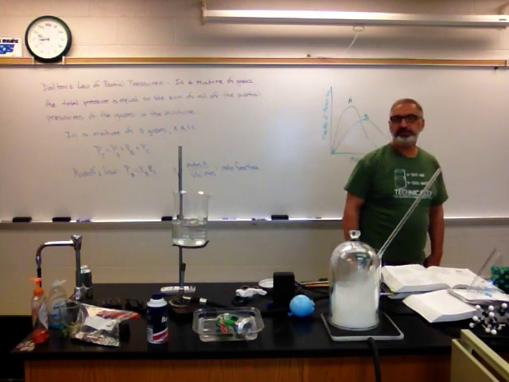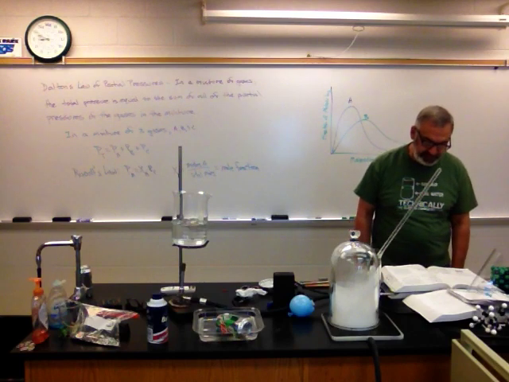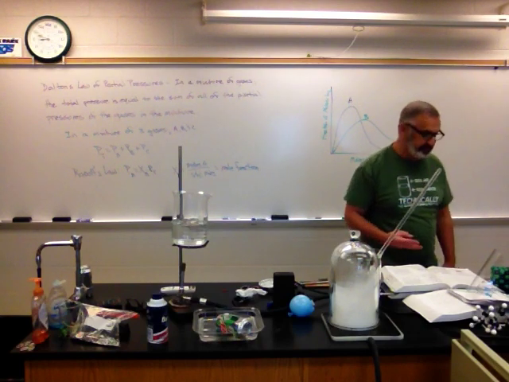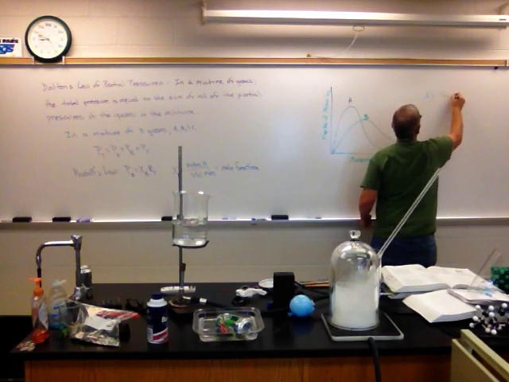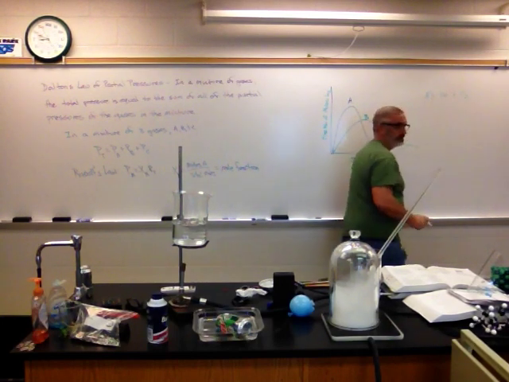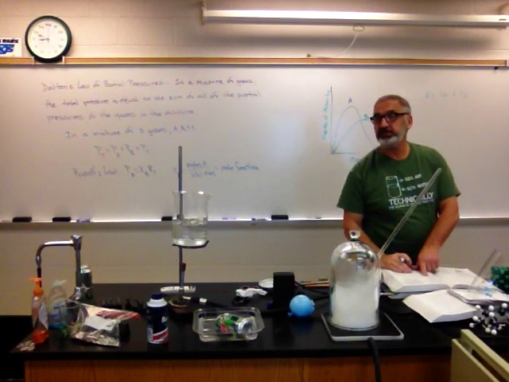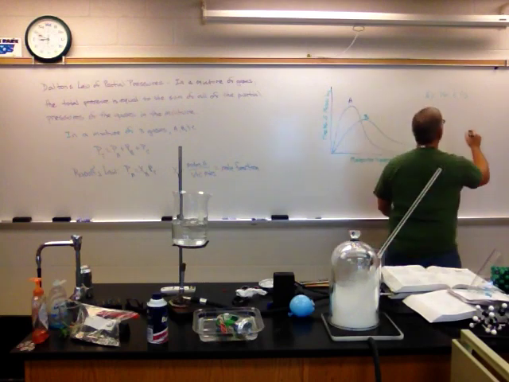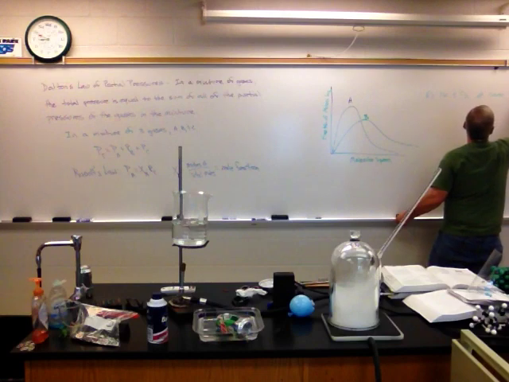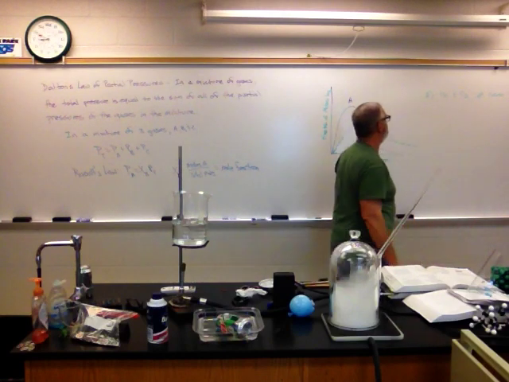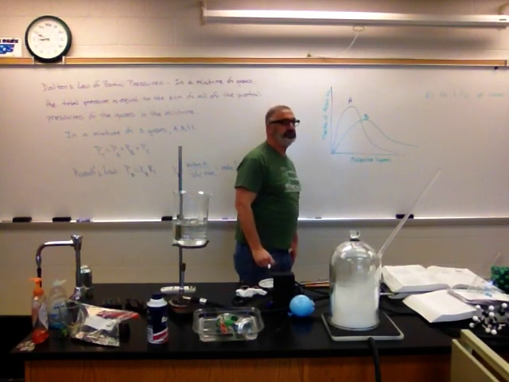When we consider the following graph, curves A and B refer to two different gases, helium and oxygen. It's important here that they're at the same temperature. That means their kinetic energies are the same. But which one is going to be A and which one is going to be B, and why?